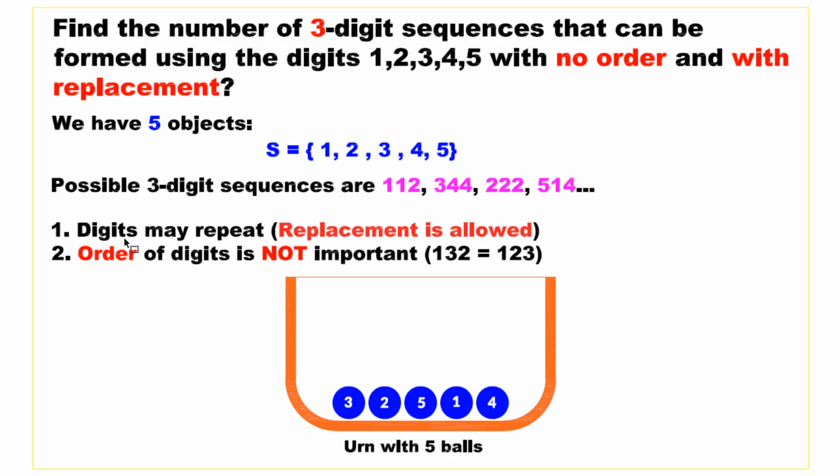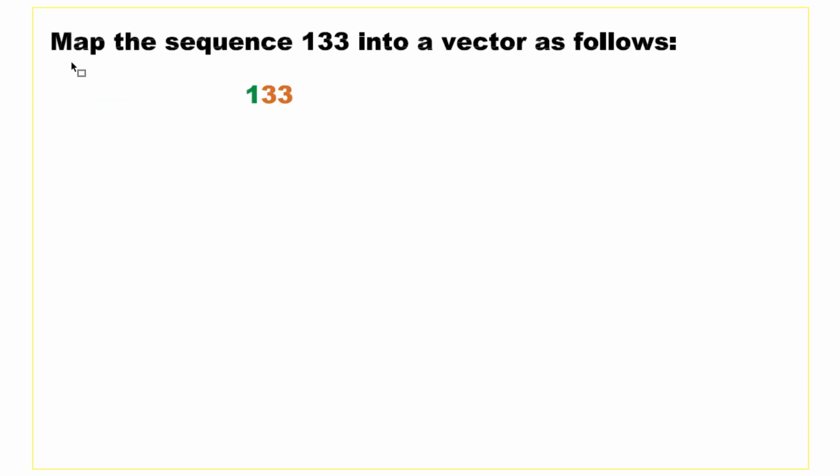So we have 2 rules of withdrawal. The first rule is replacement is allowed, and the second rule, the order of digits is not important. So sequence 1, 3, 2 is equivalent to sequence 1, 2, 3, and both of them will be counted only once. The first step is to map a sequence such as 1, 3, 3 into a vector as follows.